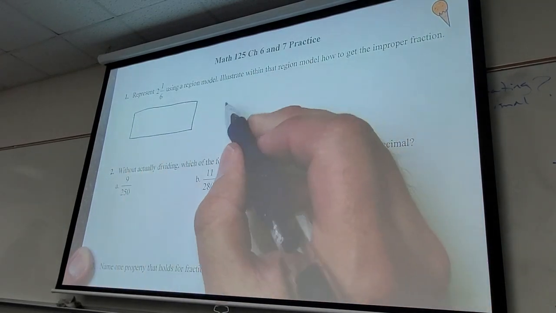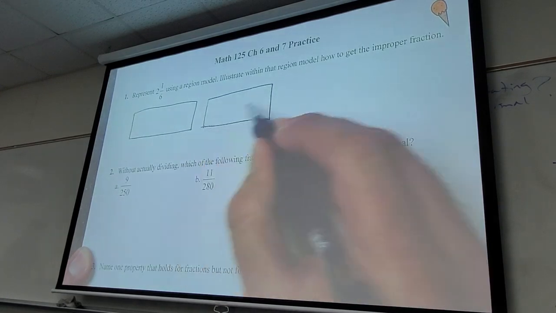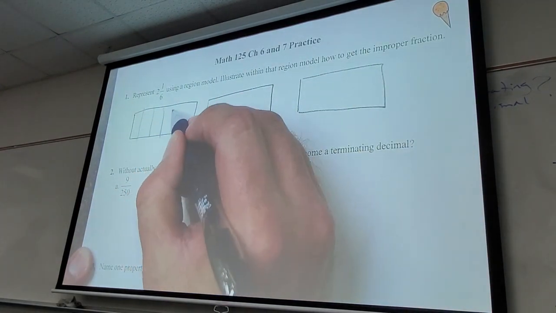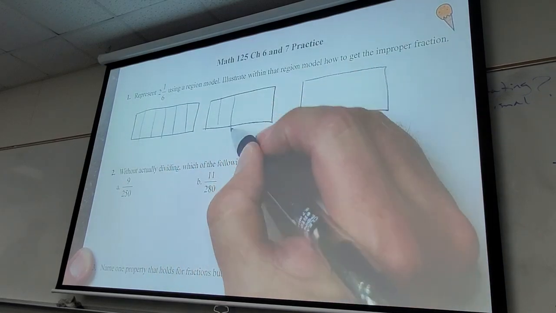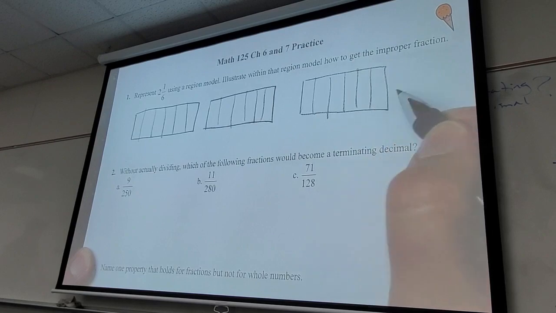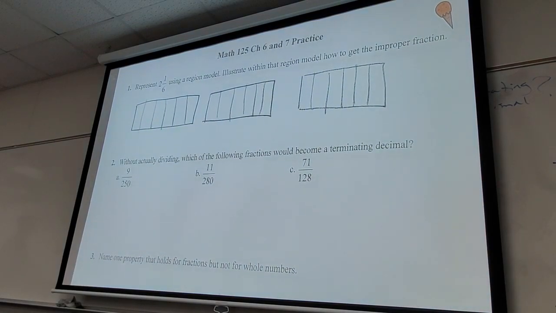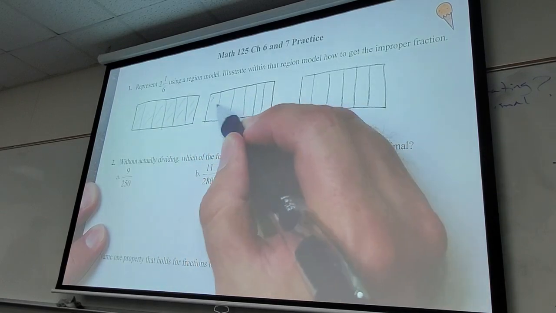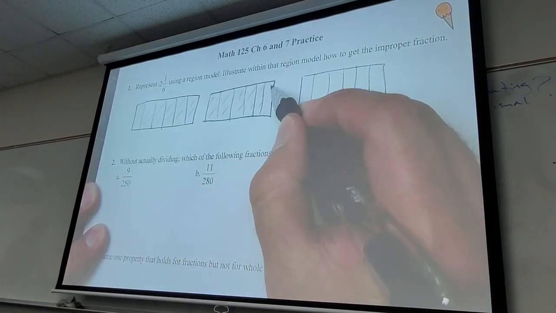So I want 2 and 1/6, right? So I want to break this up. 1, 2, 3, 4, 5. 1, 2, 3, 4, 5. 1, 2, 3, 4, 5. Pretend like that's even. Okay. So I want 2 and, this is this side, 1/6.